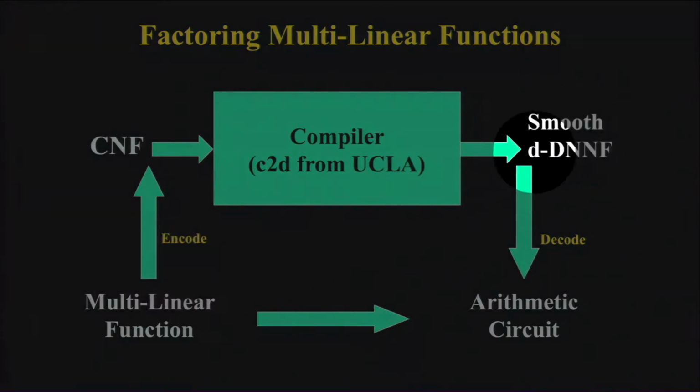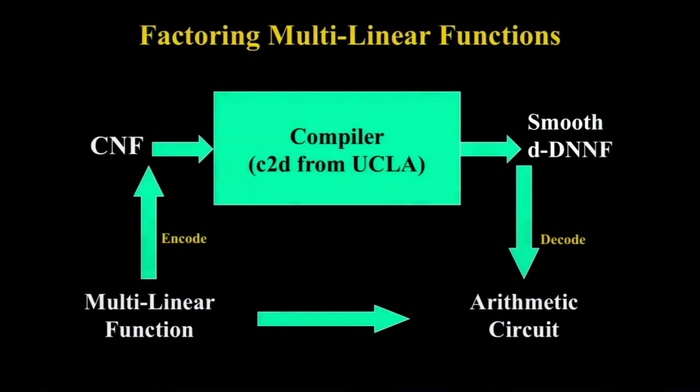We read this as deterministic d-DNNF. d-DNNF is decomposable negation normal form. The small d means they're also deterministic. Deterministic decomposable negation normal form circuits, and they're also smooth. That's what we're trying to do.